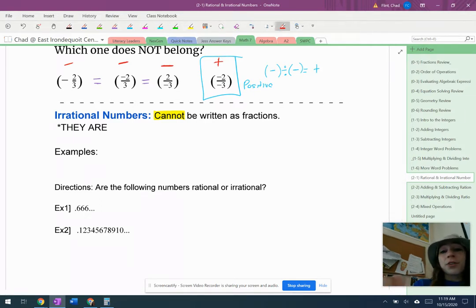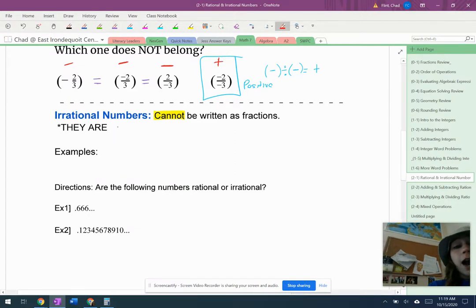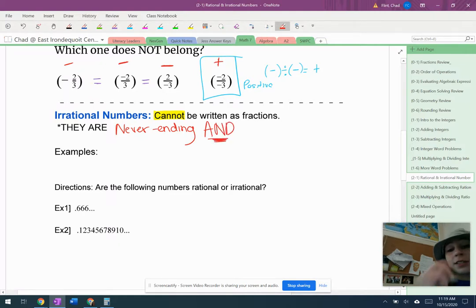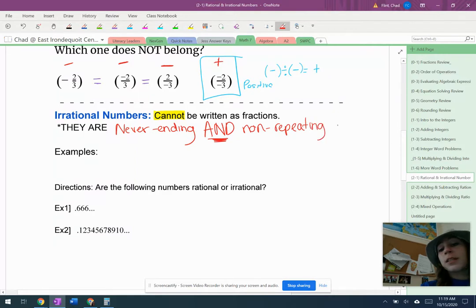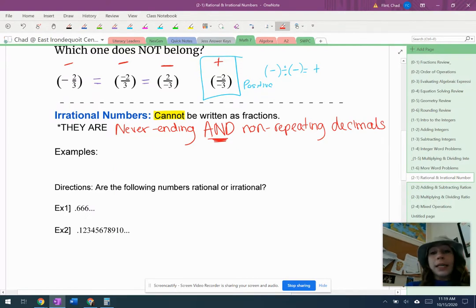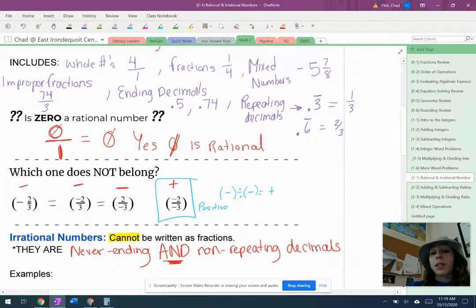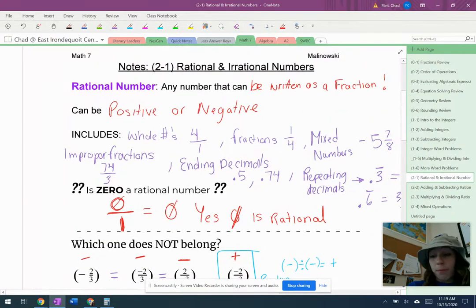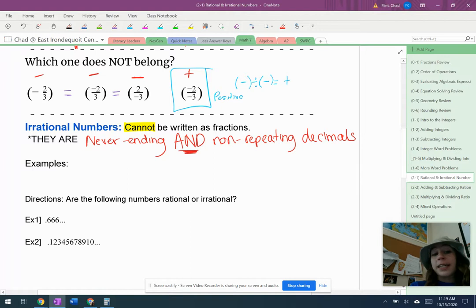And the kind of numbers that you're going to see that are irrational are never-ending, keyword here, never-ending, and both of these things need to be true. It needs to be never-ending and non-repeating decimals. So our repeating decimals, like that 0.3 or that 0.6 repeating, those are considered rational numbers. It's non-repeating and never-ending. It's both of those things.